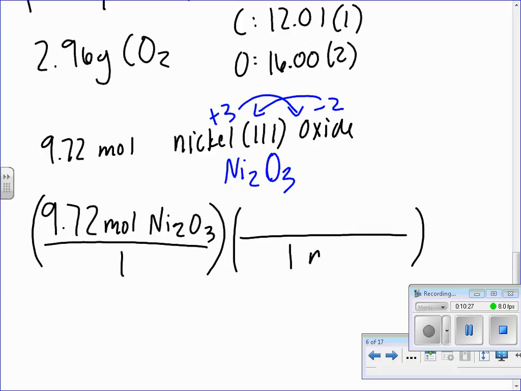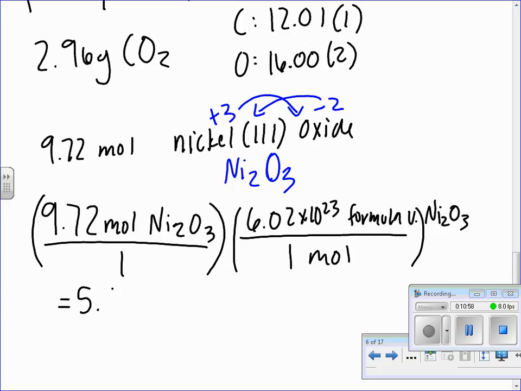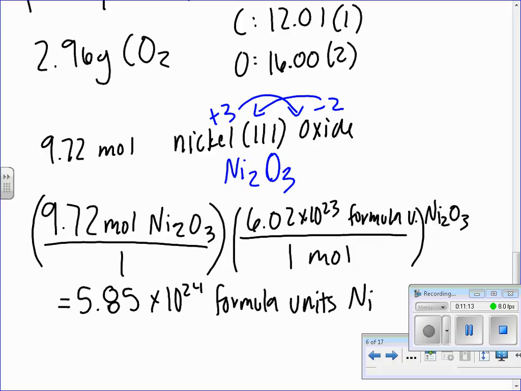We're starting off with moles, so it's going to be 1 mole, 6.02 times 10 to the 23rd formula units of nickel 3 oxide per 1 mole. So let's do the math. I'm getting, with 3 significant figures, 5.85 times 10 to the 24th formula units of nickel 3 oxide. Okay?